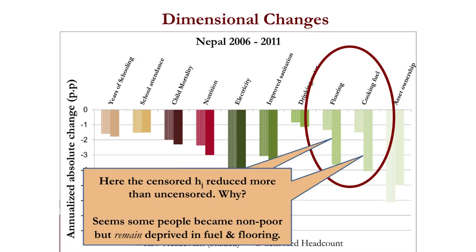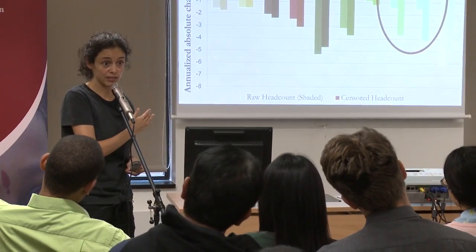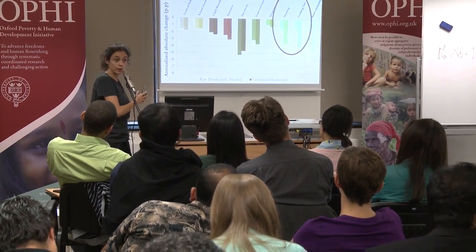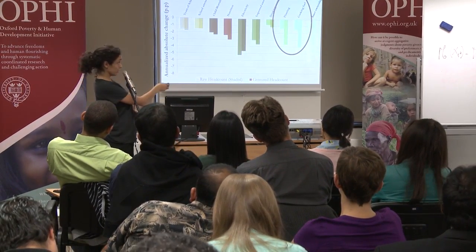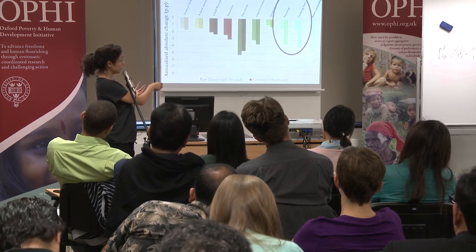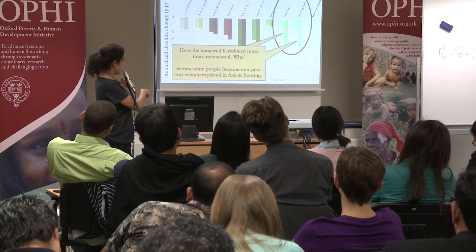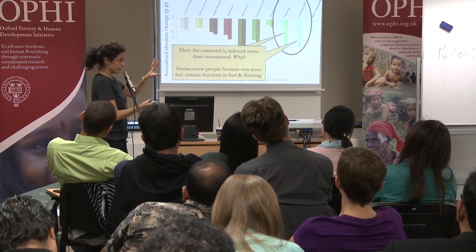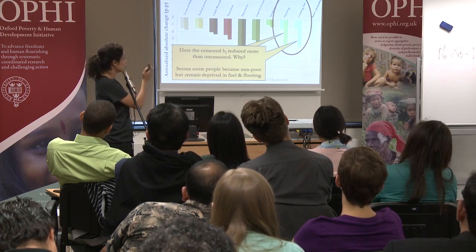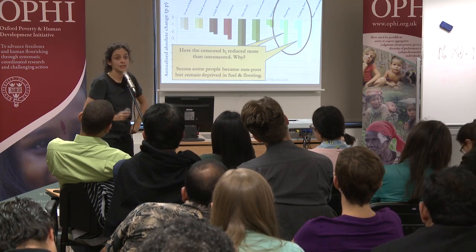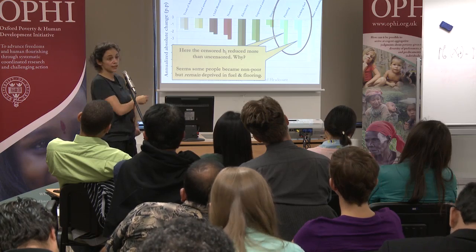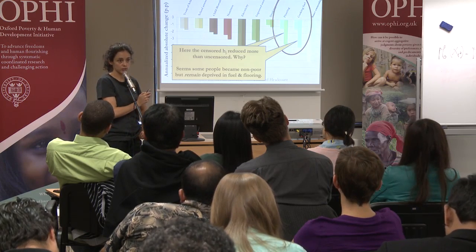So what this means is people that went out of poverty were actually deprived in floor, and they are no longer poor, but they are still deprived in floor. Because if all those that got out of poverty were no longer deprived in floor, I would see it in the society as well. So some people became non-poor because of electricity, years of schooling, nutrition, but they are still deprived in floor. Because when I look at the society as a whole, it has not improved as much.